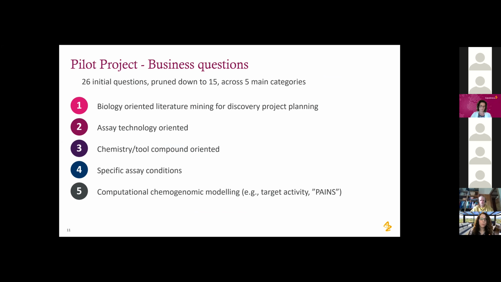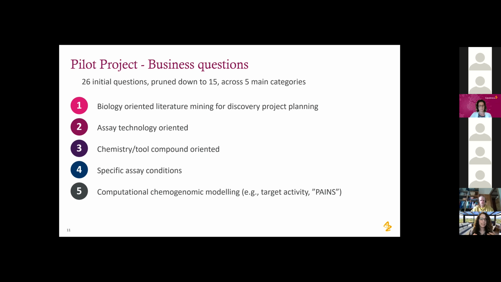And we tried to set out with a set of business questions that covered a number of different areas. You can see the 5 categories below, things like biology-oriented literature mining for discovery planning. And those questions might be like, for my new inhibition project, I want to find all papers describing functional assays for measuring my target inhibition that are reporter gene assays, but don't actually use luciferase kits.